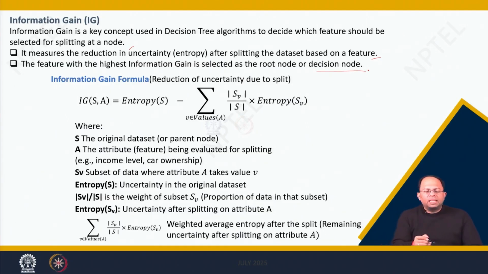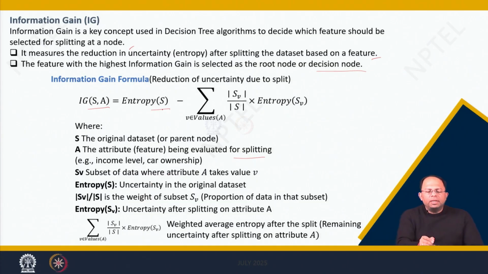So the formula is given like this. In this information gain formula, S is basically the original data set of the parent node, and A are the attribute features being evaluated for splitting, like income level, car ownership, as we discussed earlier.